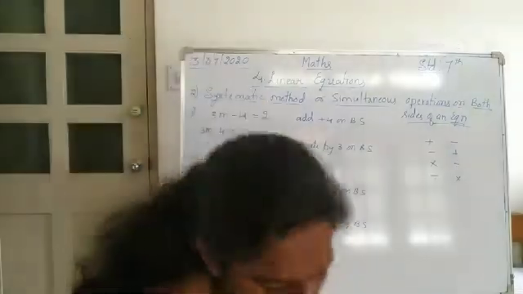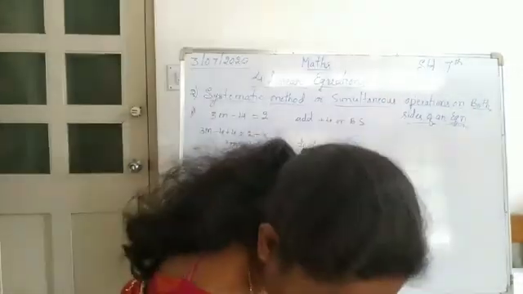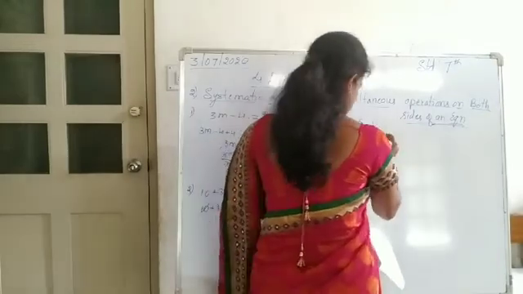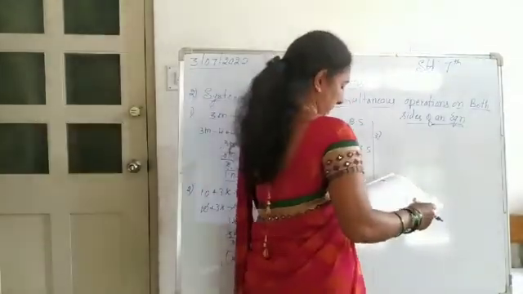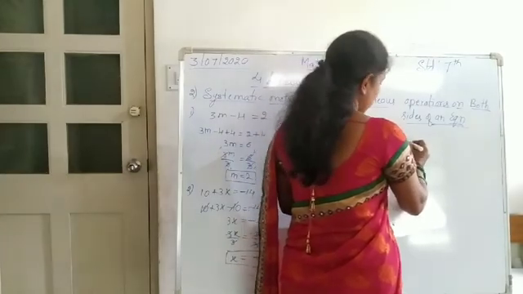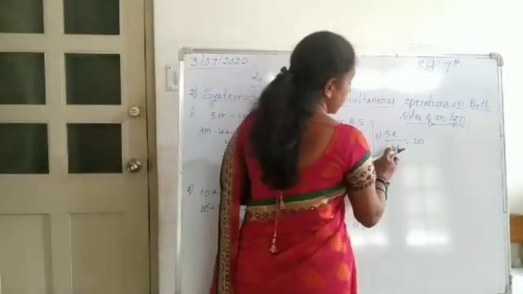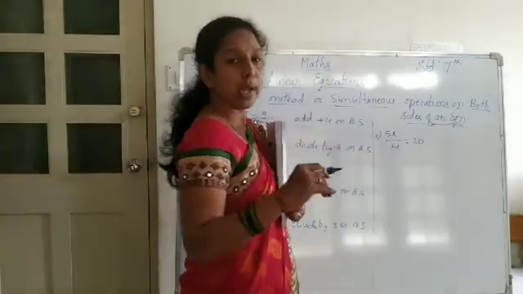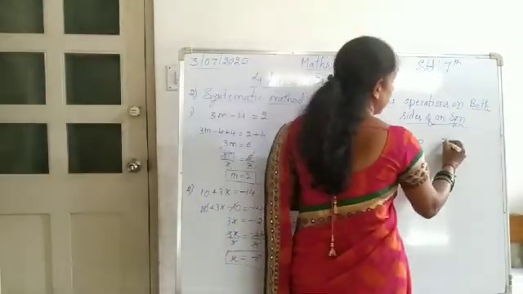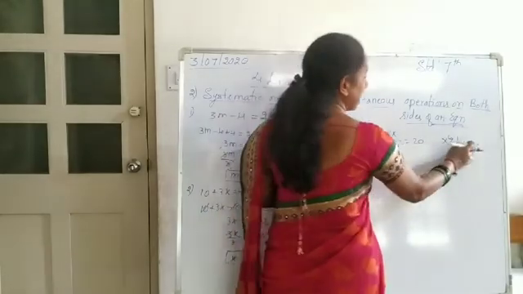So let us solve one more sum. 5x by 4 is equal to 20. So this one is there. So here first already division is there. So first I have to remove that. So for division I should do multiplication. So I will here multiply by 4, because 4 I have to remove. So I will multiply by 4.